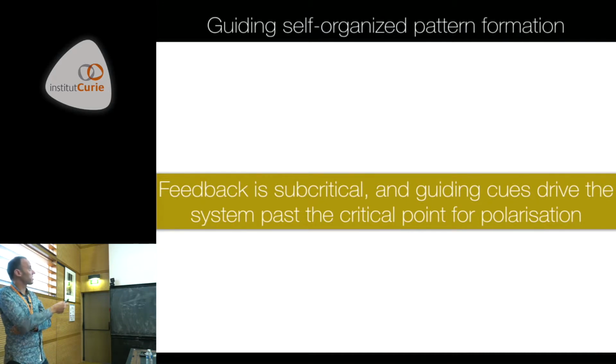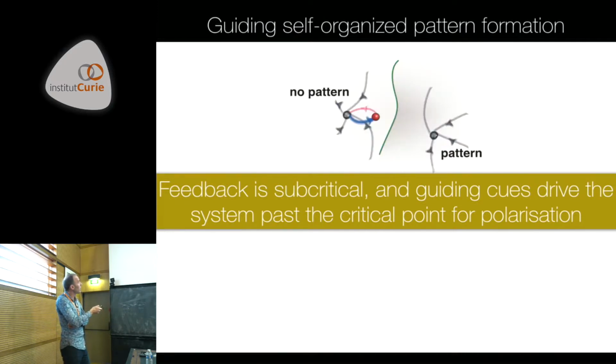So what do we learn from the system? First of all, it's not spontaneous symmetry breaking. Everything is tightly controlled. So in the language of dynamical systems theory, this really means that feedback is subcritical. There are two feedback systems running, the Par cross negative feedback and the mechanochemical feedback, but none of these feedback systems are strong enough to destabilize the homogeneous state. They're waiting for a cue. And the guiding cues now drive the system well past the critical point for polarization.